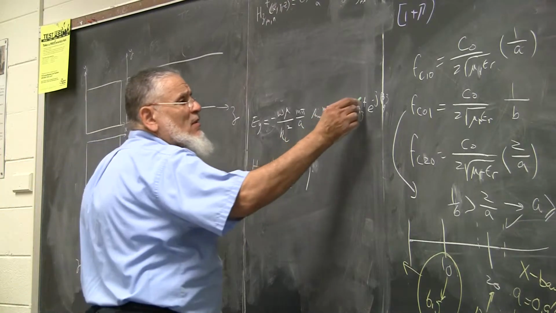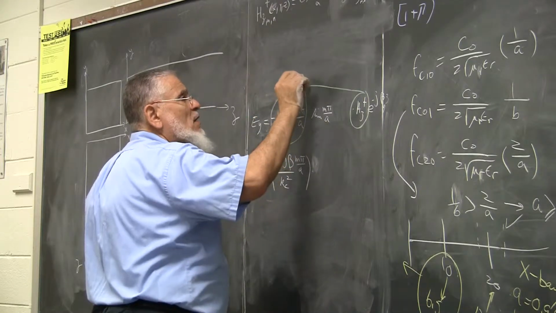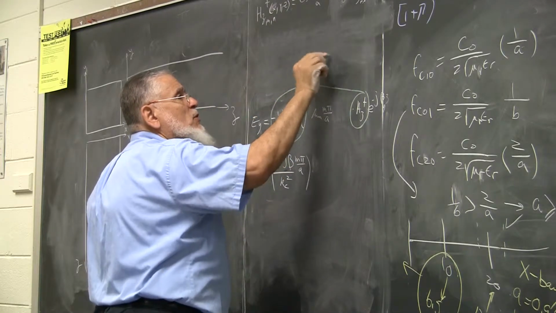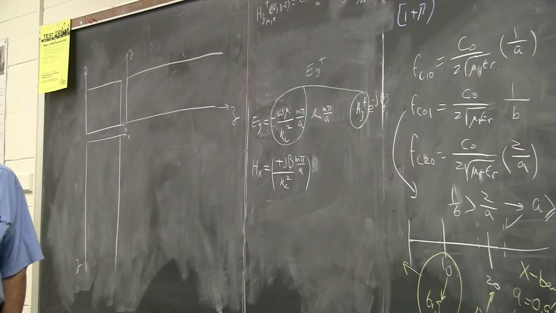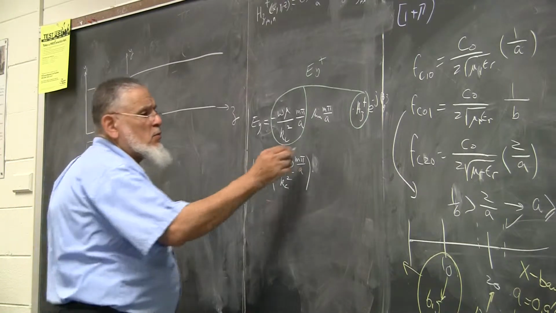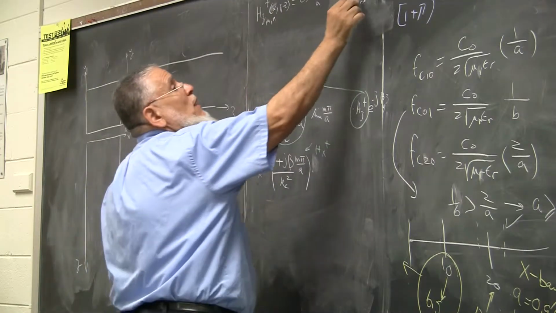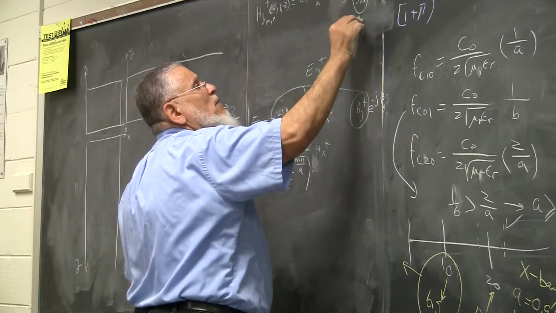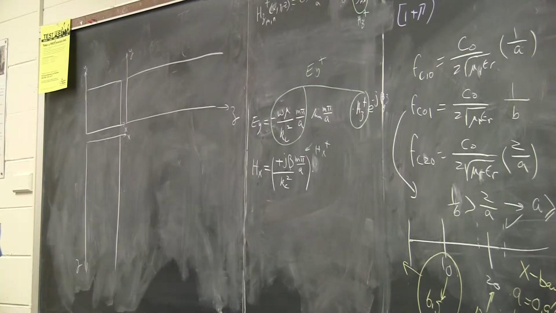Now, this and that gives you the E sub y plus, if you wish. And this one here is your hx plus, and this one here is hz plus. These are the three quantities here that determine my field.